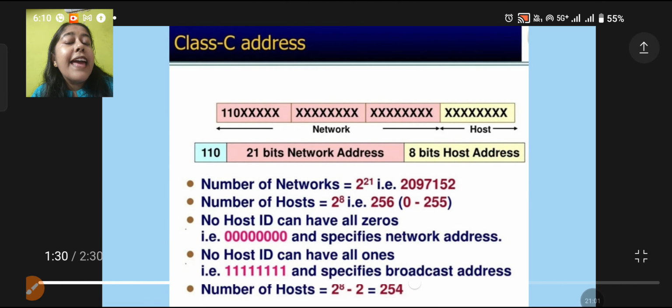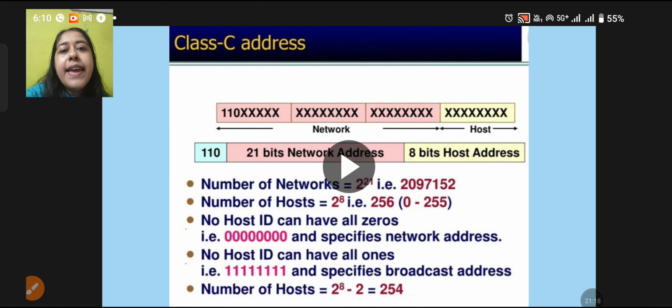No host ID can have all zeros, that is 000, your 8 bits, as that specifies the network address. No host ID can have all ones, that is your 8 ones cannot be there, as that specifies the broadcast address. The number of hosts is 2 to the power 8 minus 2, that is 254. Okay, that's about your class C.